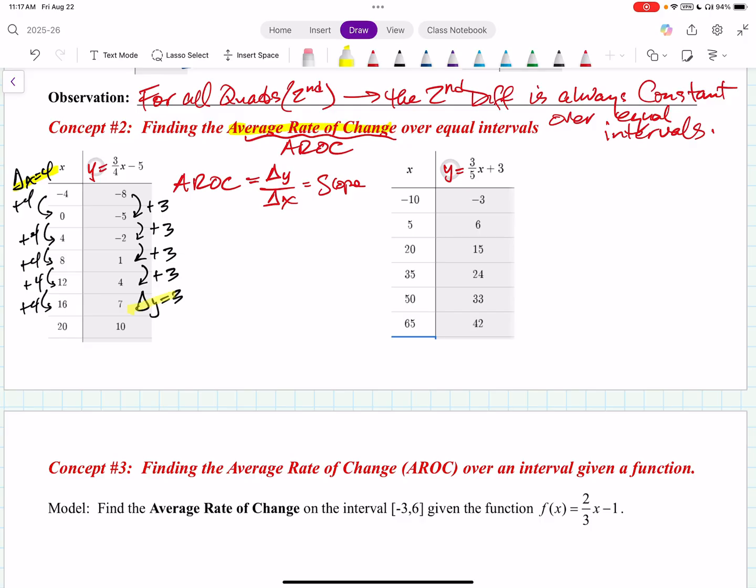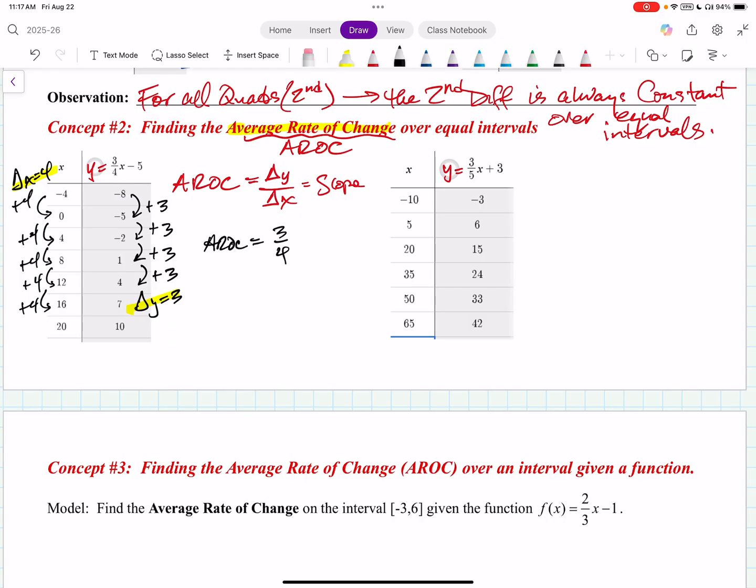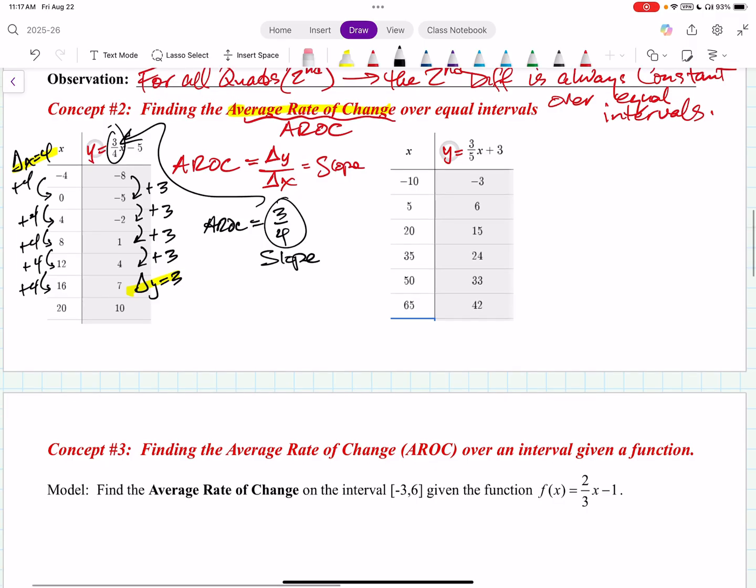So I know delta y, I know delta x, and now we calculate the average rate of change. We take delta y, which is 3, divided by 4, and there's your average rate of change, which represents the slope of the function, which, if you look at it right here, is correct. We knew the average rate of change had to be 3/4 because people coming out of Algebra 1 and 2 know that the average rate of change for a linear function is the slope of the line. So I was expecting 3/4. Go ahead and do that on the second example and then check your answers online.